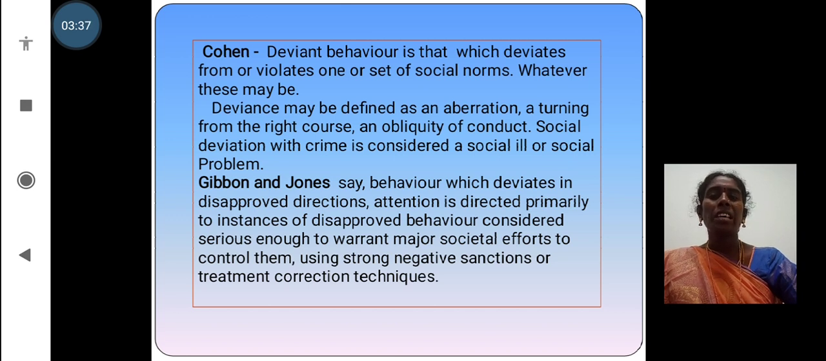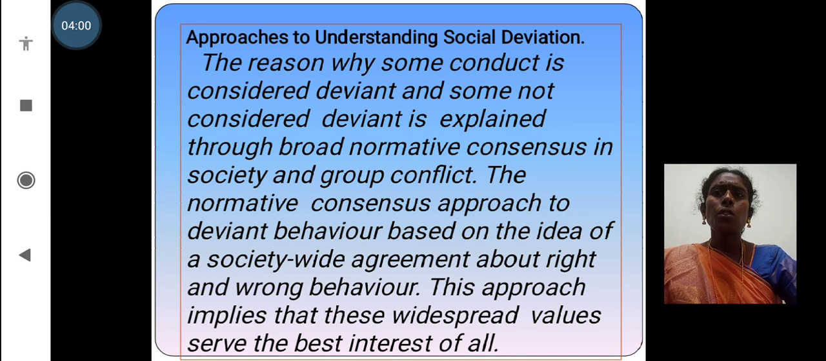So he says people having disapproved behavior in the society, that behavior will be treated or punished, and will be corrected; some kind of techniques will be adopted, like punishments or giving a chance to the particular persons having deviant behavior. Then, approaches to understanding social deviation.